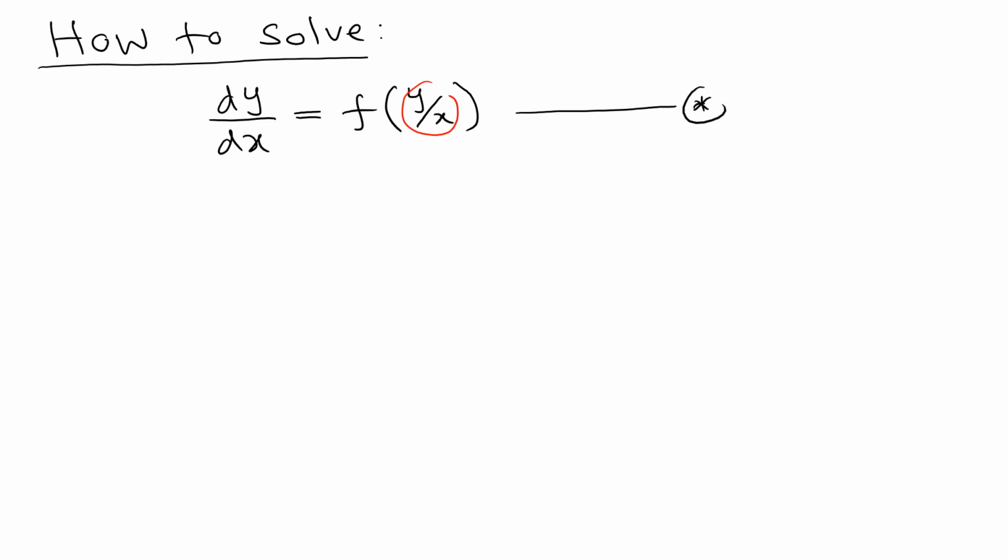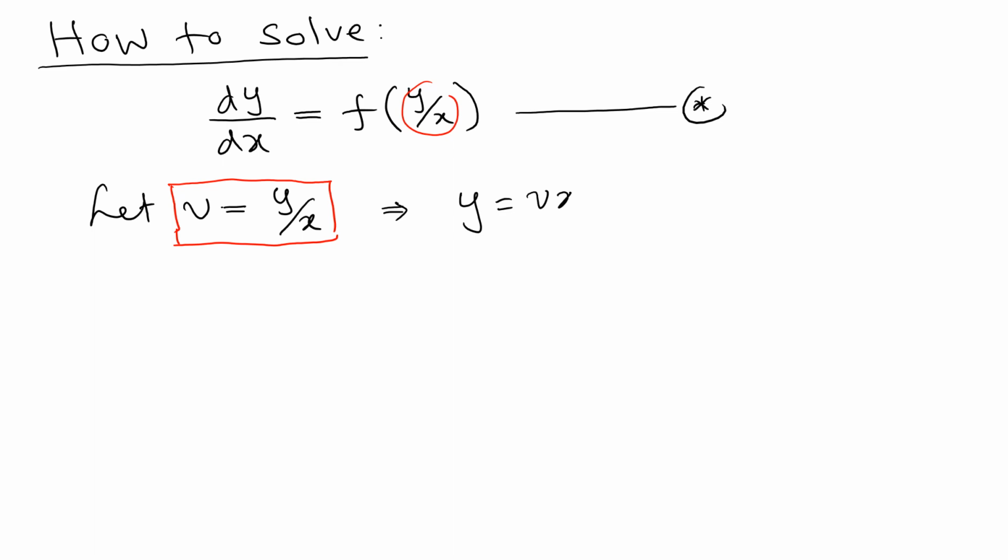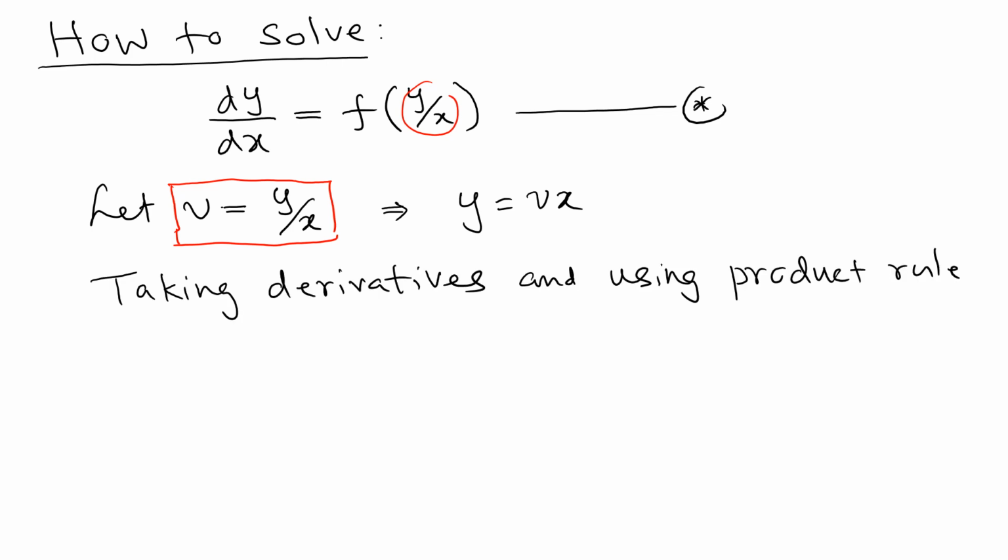Now the idea is we're going to pick y over x as v. This is the main substitution we use. After that, we treat this as a regular substitution problem. If this is the case, then you can write y equals vx. Then we just take the derivatives. Taking the derivative and using the product rule, you can write it like this.